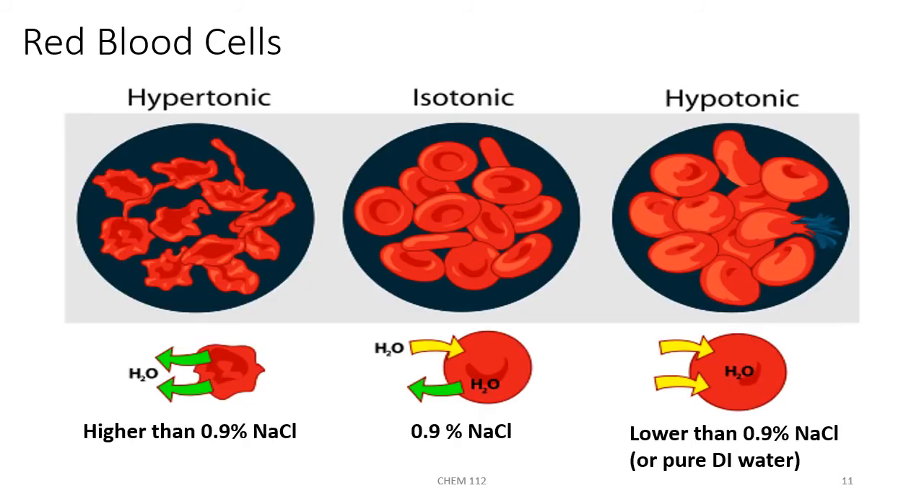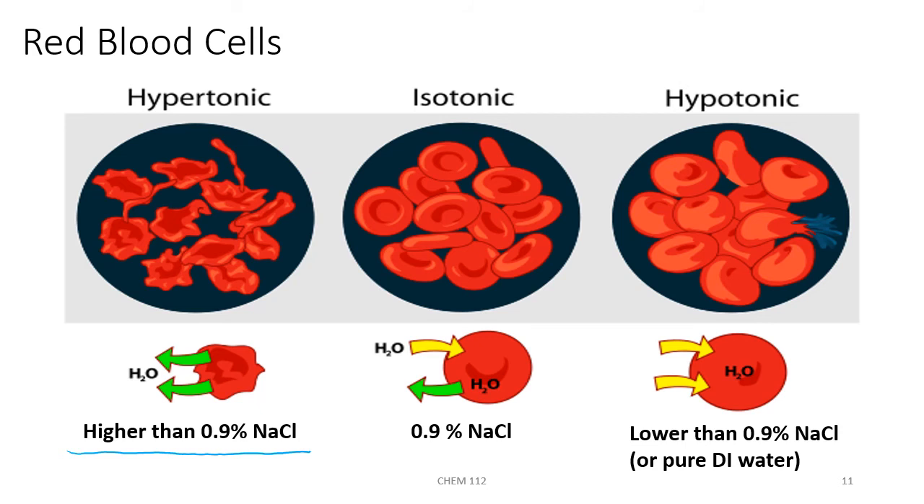Living cells like red blood cells are surrounded by semi-permeable membranes. They'll allow the water particles to flow in and out of them. If you were to put a red blood cell in a solution that has a higher concentration than 0.9% sodium chloride, the water inside of the red blood cell will leave and go to the area of higher concentration. And this is called a hypertonic solution. You'll see the cell shrivel up and die.